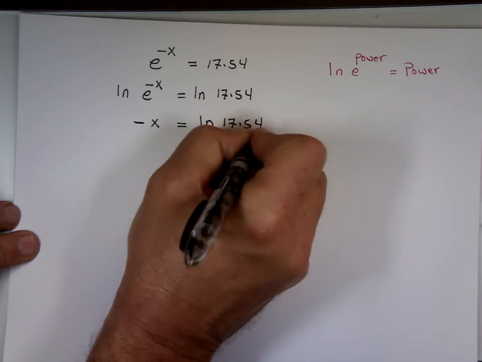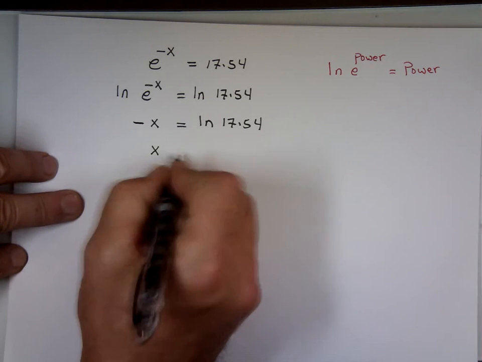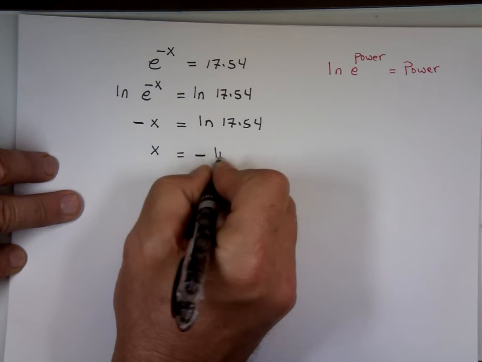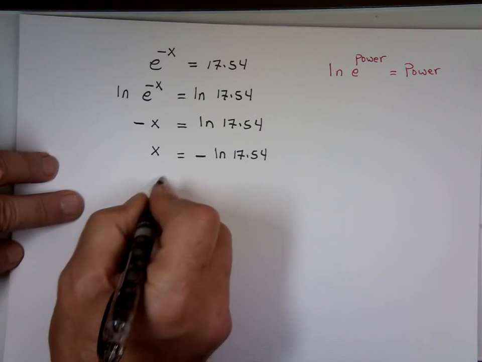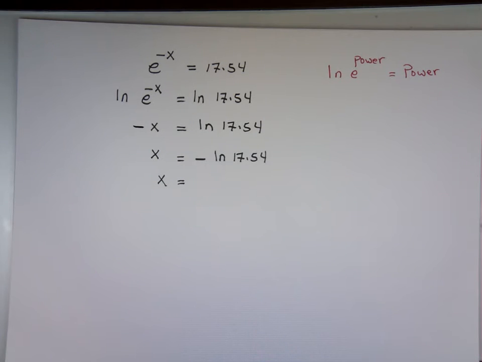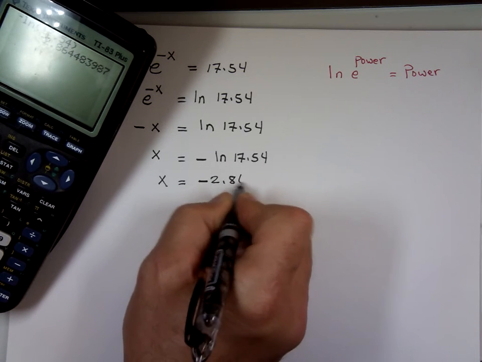I don't want negative x, I want x. Either divide or multiply by a minus 1. So what's x equal to? Negative the natural log of 17.54. Again, either multiply or divide by negative 1 to make it plus x. So negative the natural log of 17.54. I got negative 2.864.